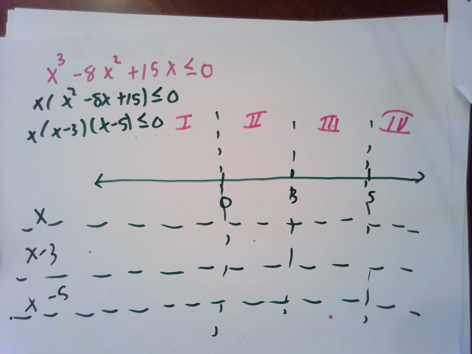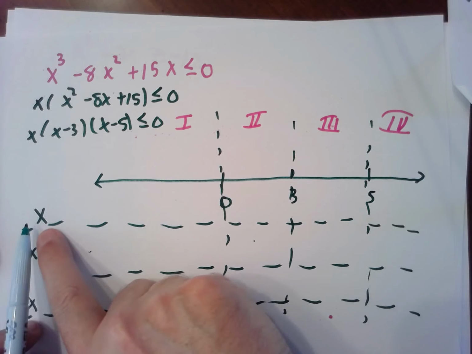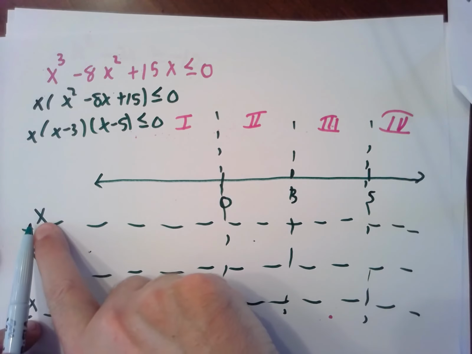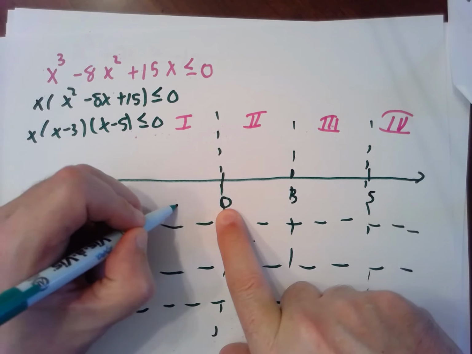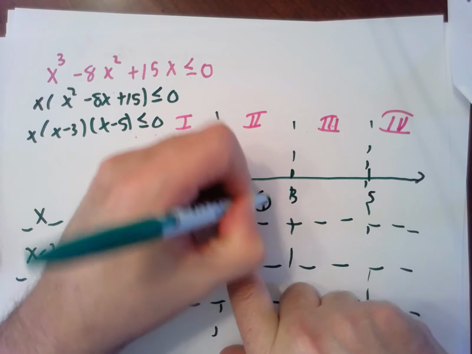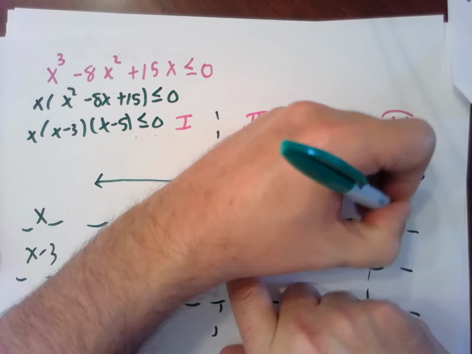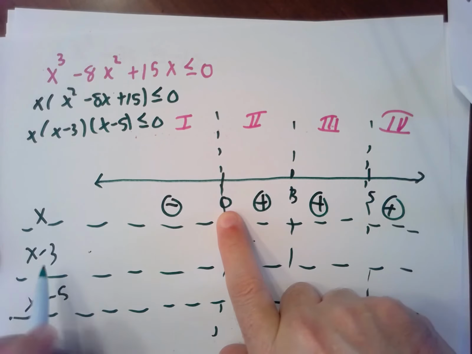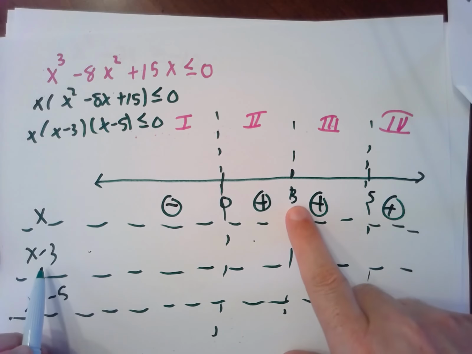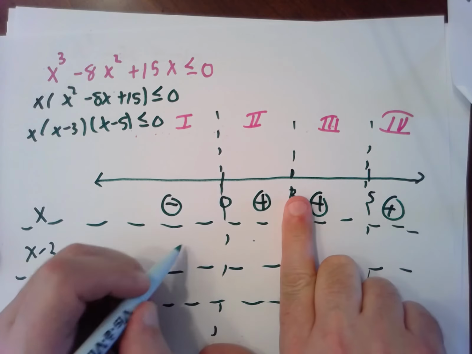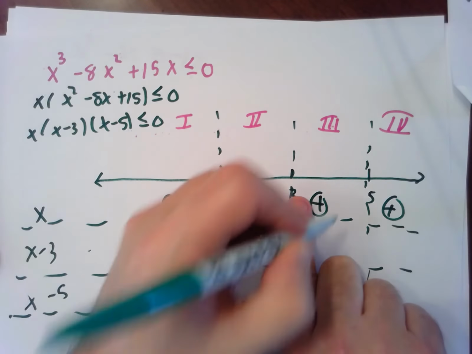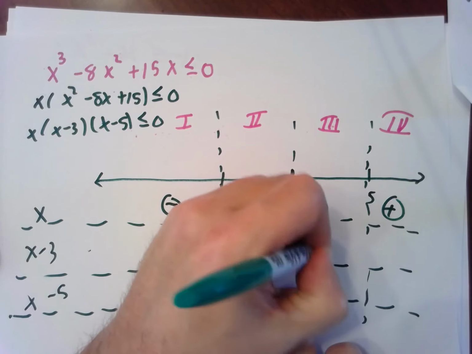Okay, now let's do this one quicker. Where is x going to switch? What makes him 0? At 0. So he's going to be negative below 0, positive above. X minus 3 switches places at 3. Right here, it's going to switch from negative to positive. So he's negative below and positive above.